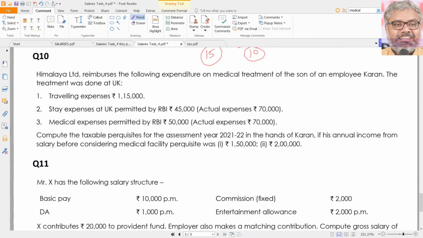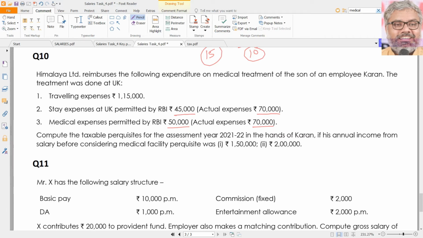Then question number 10 is about medical perquisite. In case of medical perquisite, for stay expenses, actual expenses are 70,000, and permitted by RBI is only 45,000. Or, 70,000 actual expenses, 50,000 is only permitted by RBI. But in reality, amounts permitted by RBI are too huge.